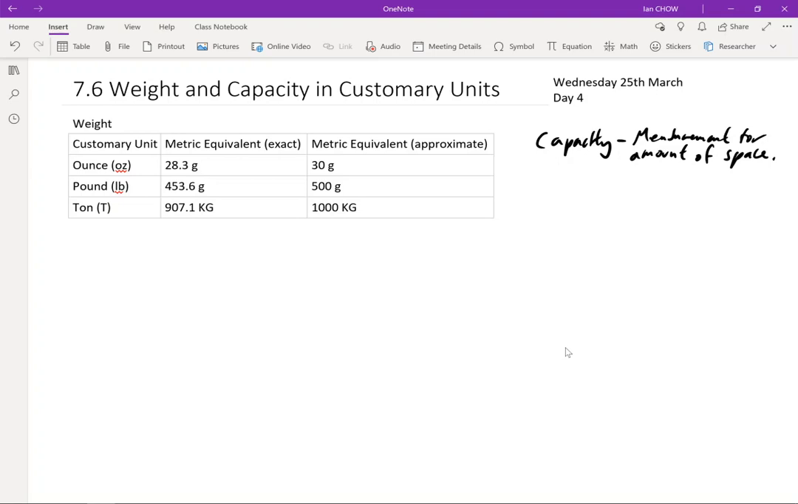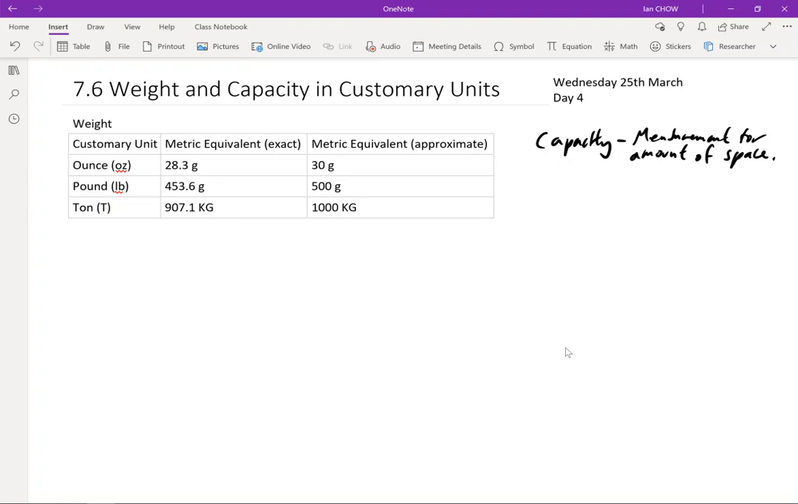Now we're going to talk about weight first for customary units. There are actually only three types of weights for customary units. I know there's one more in between pound and ton, but that's not used very often. It's probably used in the UK. It's called stone, but in the US, it's just going to be ounce, pound, and then ton. I'm not an expert in customary units, so we're only going to focus on the three, which is right here: we have ounce, we have pound, and we have ton.